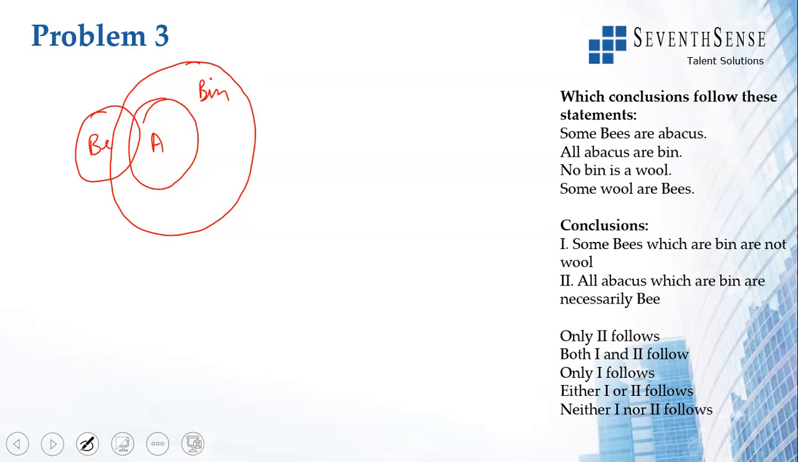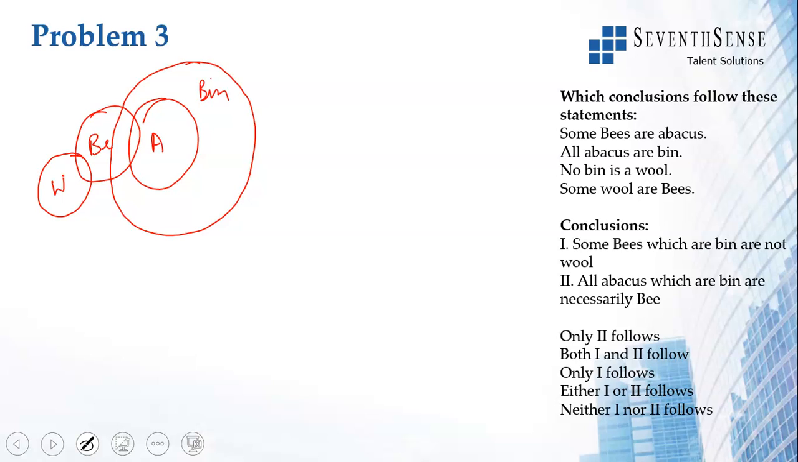No bin is a wool. So there should not be any overlap between bin and wool. And some wool are bees. So there should not be any overlap between bin and wool, and then some wool are bees. So this is one way to draw.